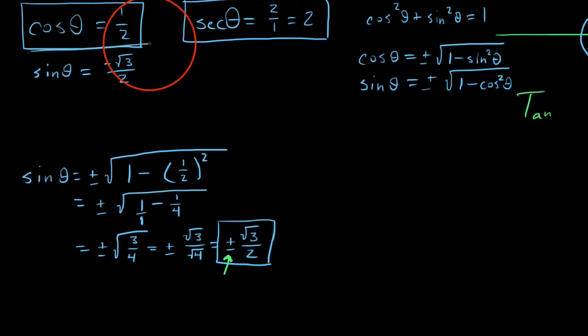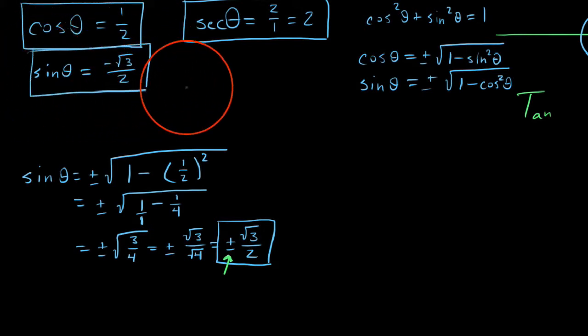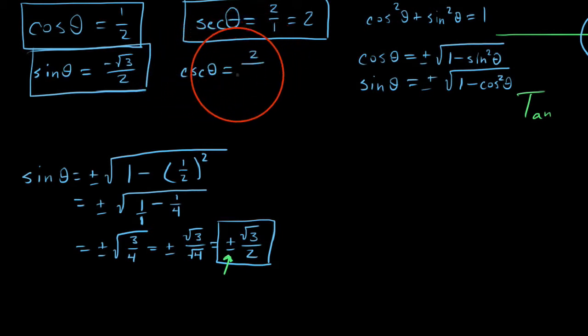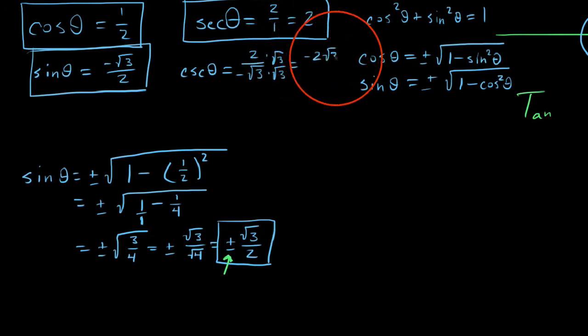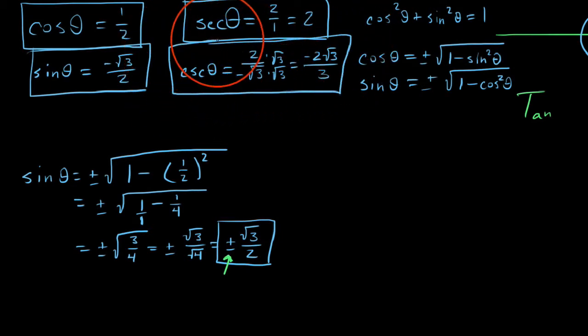If sine is negative radical 3 over 2, now we can use our reciprocal identity to find the cosecant. We'll just flip this over. Cosecant would be 2 over negative radical 3, which after we rationalize this, taking the top and the bottom times radical 3, we get negative 2 radical 3 over 3. And so now we have cosecant. So far we've gotten cosine, used the reciprocal identity to find secant, used the Pythagorean identity to use cosine to find sine, and then used the reciprocal identity to find this. Now let's find the tangent.